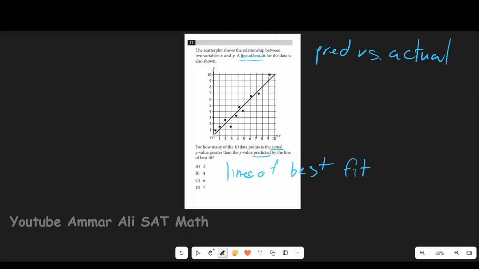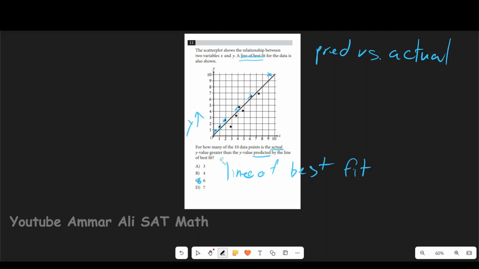So let me repeat that. When they're asking us to compare the actual y values against the predicted y values, we simply need to look at the data points in this graph and find those points that are above the line of best fit, because if they are above, they have a greater y value. So this is pretty straightforward. Now we just need to count the number of points above the line. So we have 1, 2, 3, 4, 5, and 6. Pretty straightforward. That's all we had to do for this question.